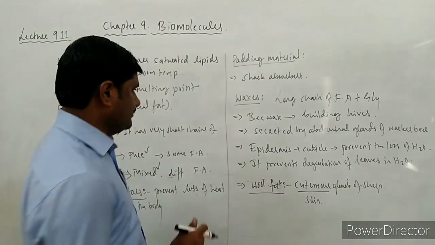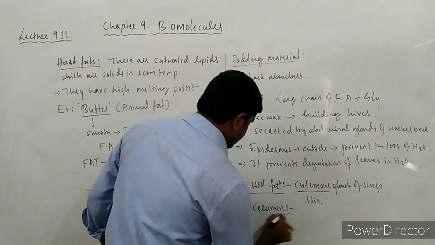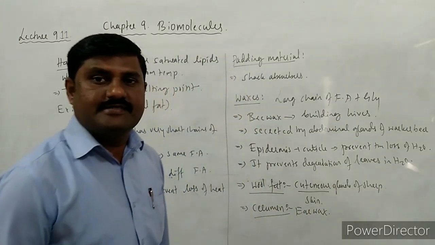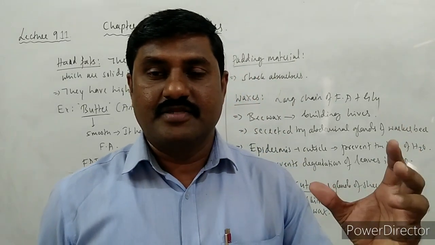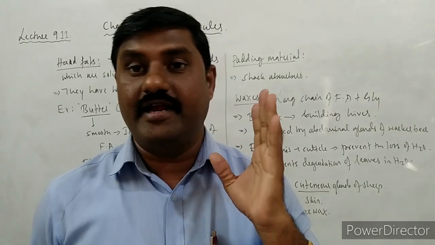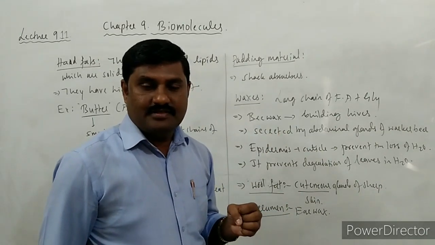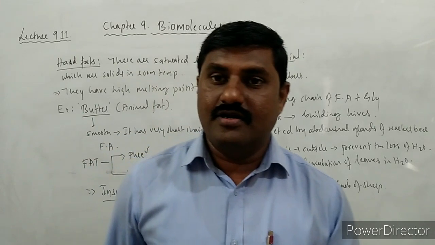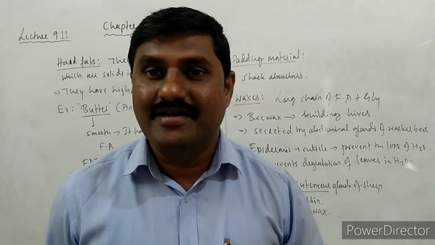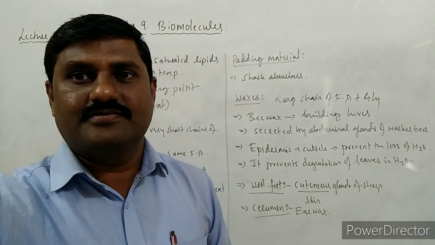And the next one, cerumen. Cerumen, ear wax, it is said as ear wax. It is secreted by the glands present in the ears itself. Those glands secrete a waxy material called ear wax. So this traps the dust particles or any microbes which are potentially trying to enter into the ears, right? So this is ear wax, also one kind of wax.